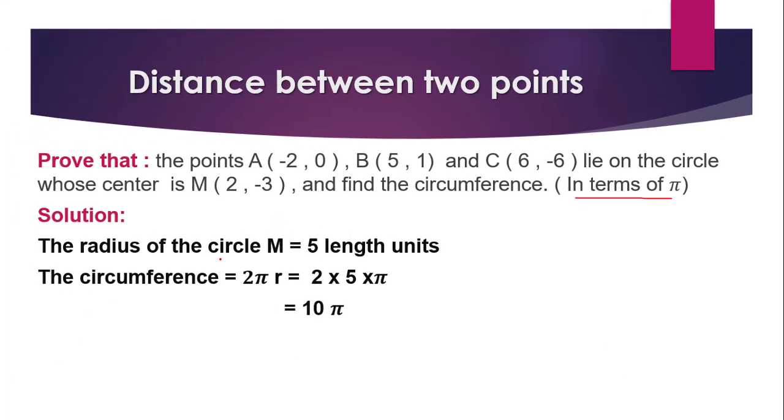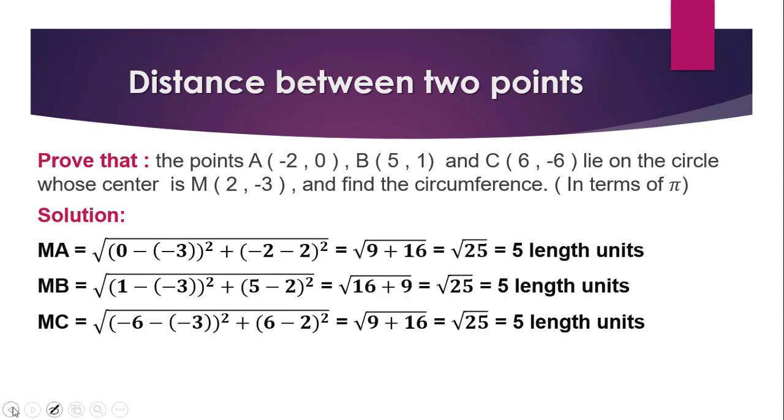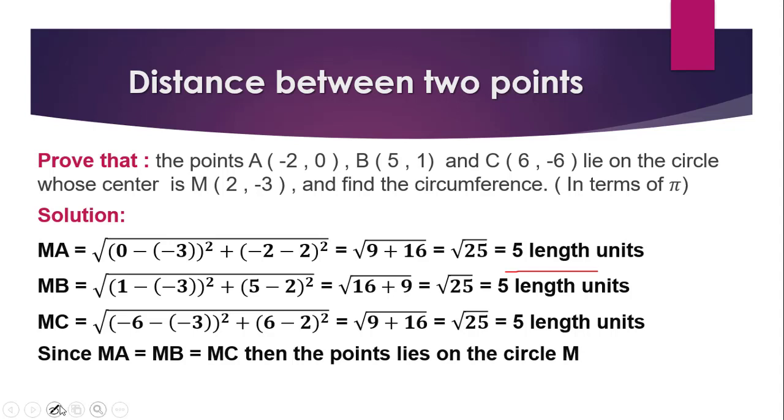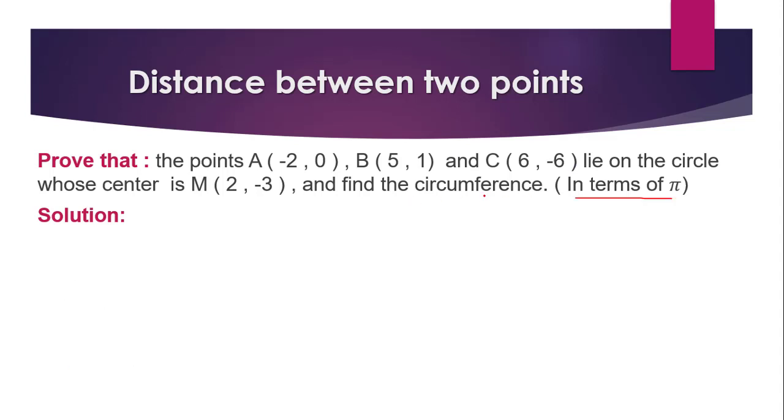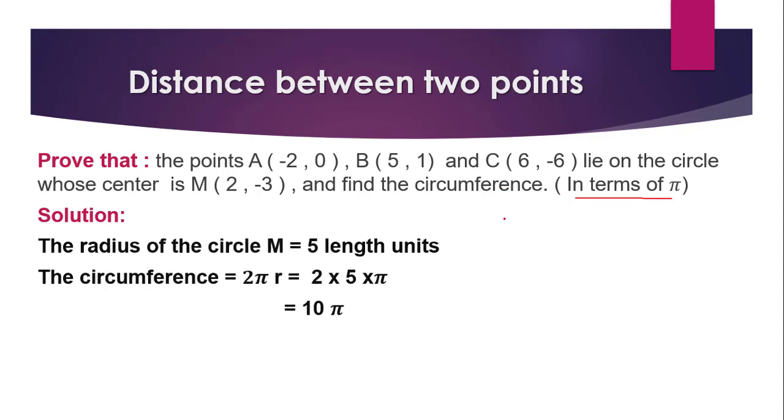How can we calculate the radius of this circle? In this exercise, we proved that the 3 points are on the same circle. MA and MB and MC are all the radius. So I calculate the radius equals 5 length units. Okay, so I have the radius. I want to calculate the circumference, 2 pi r. Okay, 2 times pi times r. What is r? The radius. The radius is 5, as we calculated before.